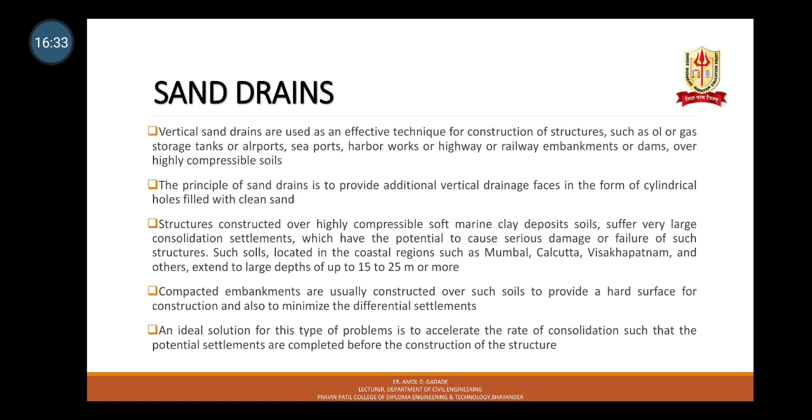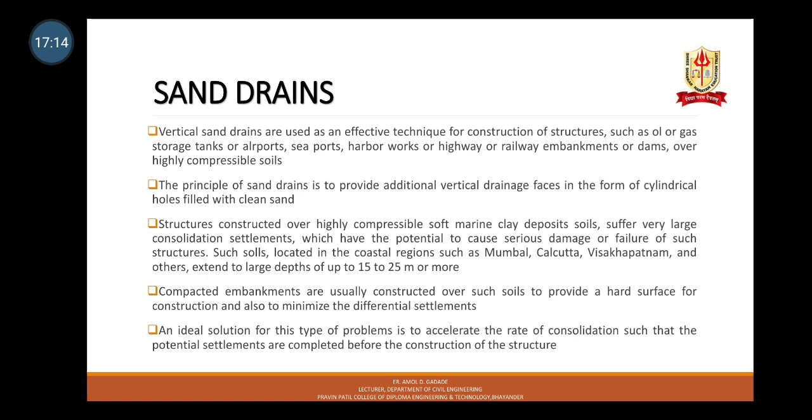The first type of vertical drain is the sand drain. Vertical sand drains are used as an effective technique for construction of structures such as oil or gas storage tanks, airports, seaports, harbor works, highway or railway embankments, or dams over highly compressible soil. The principle of sand drain is to provide additional vertical drainage paths in the form of cylindrical holes filled with clean sand. Structures constructed over highly compressible soils, soft marine clay deposits suffer very large consolidation settlement which has the potential to cause serious damage or failure of such structures.